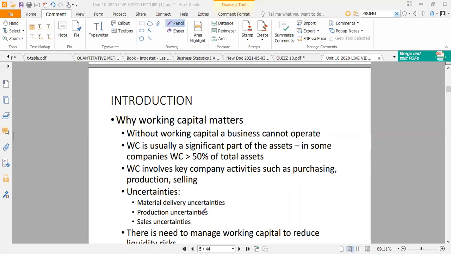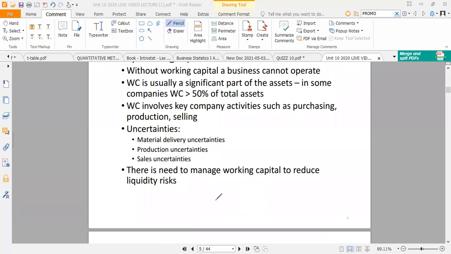So working capital also matters in terms of uncertainties. It is important for production uncertainties, sales uncertainties, material delivery uncertainties. It's important that working capital is understood by the various businesses that exist. So there is a need to manage working capital to reduce the risks that are involved in business, such as liquidity risks. Now, what are liquidity risks? They are risks to do with short-term debt obligations.